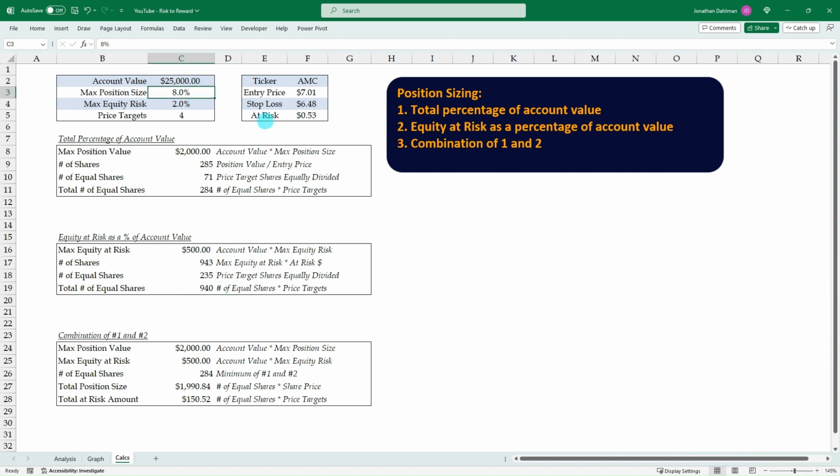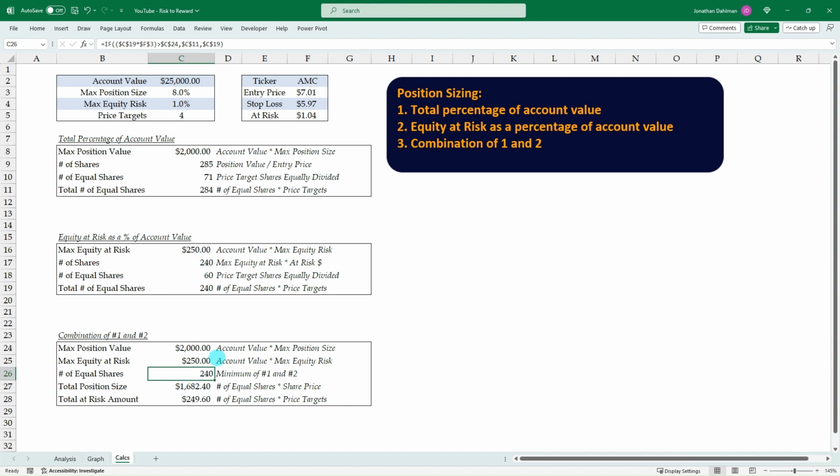And we can play around with this and say that instead of 2%, maybe we want to go down to just 1% and see if that changes anything. You can see that brings the number of shares down to 468. But let's say we want a wider stop here. Instead of 648, maybe you want that to be 597, so $1.04. And then here we can see that it flipped now. Instead of the $2,000 position size being our limiting factor, now it's this $250 equity at risk amount, which equates to 240 equal shares. So you can see now the calculation of the combination of those two.